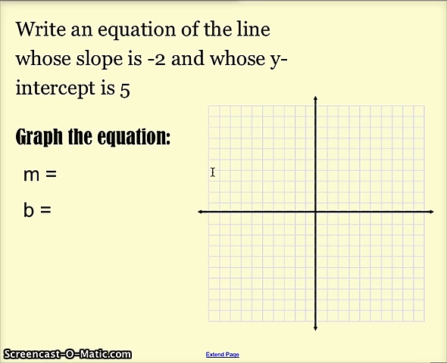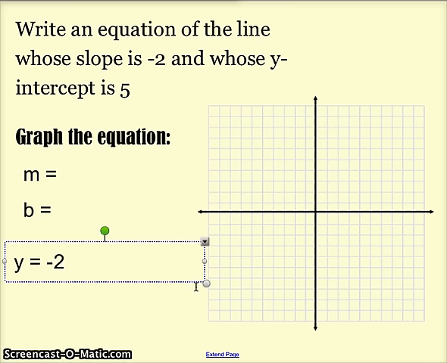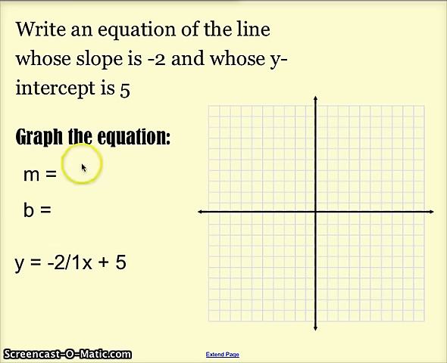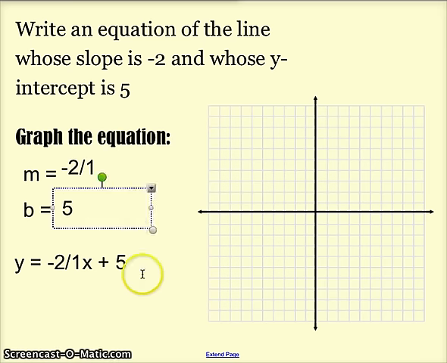Okay, so write an equation of the line whose slope is negative 2 and whose y-intercept is 5. So the equation would be y equals negative 2x plus 5. Now, because it's easier to graph it as a fraction so we know exactly what our rise and run is, remember any whole number we can just put over 1. So we know that we rise negative 2 and move over 1. Okay, so my slope is negative 2 over 1 and my y-intercept is positive 5.